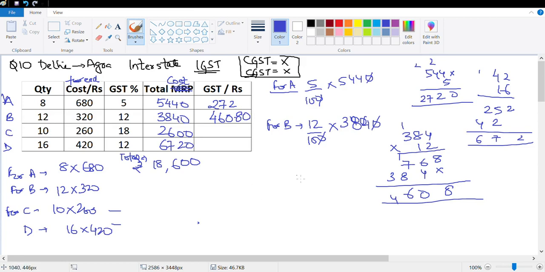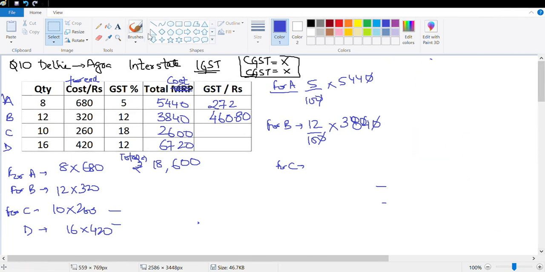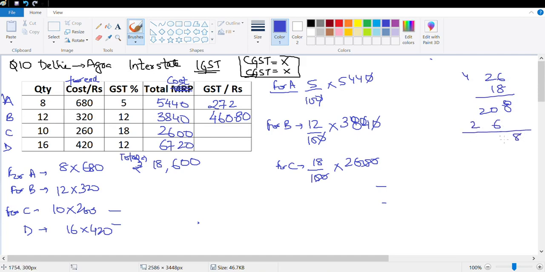For C, I can erase what I don't need because I've already done this calculation, so I need some space. Perfect. So let's move on. For C, it is 18%. So 18 upon 100 into 2600. That 26 into 18 gives 468.